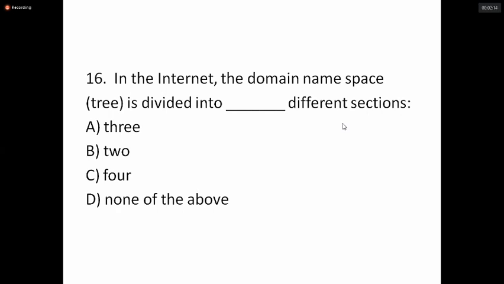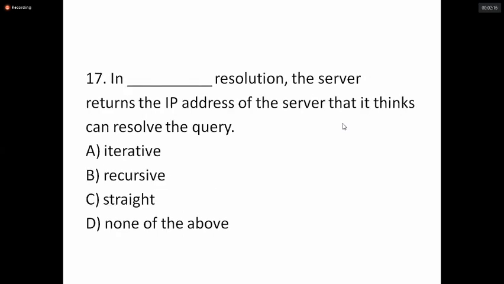In dash resolution, the server returns the IP address of the server that it thinks can resolve the query. Please understand the question. In dash resolution, either it should be iterative or recursive. So out of the two, the server returns the IP address of the server that it thinks can resolve the query. Iterative, ma'am. Yes, it is iterative, not the recursive.